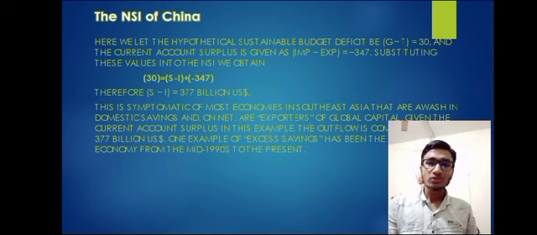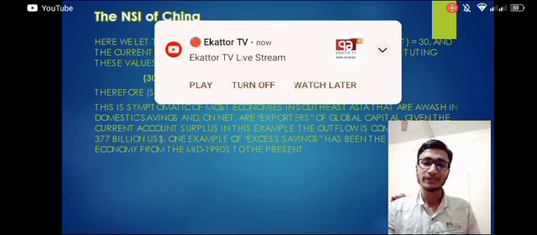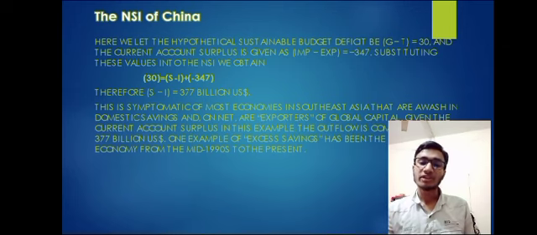There are two most popular countries that create such a scenario for their nation. One is China, the second one is Japan. Thus they work with the national savings identity for their country, and they manage their surplus funds as well as budget deficit and current account deficit.